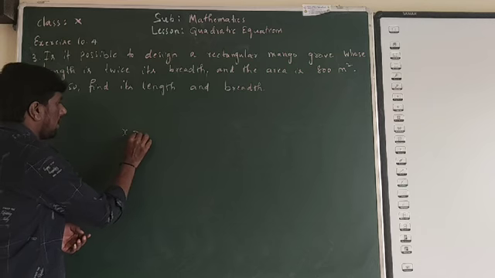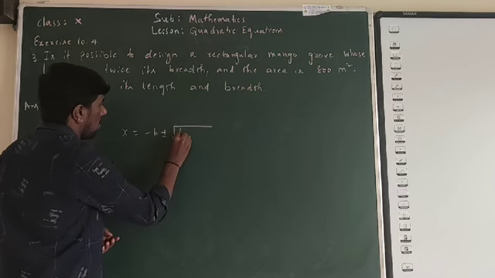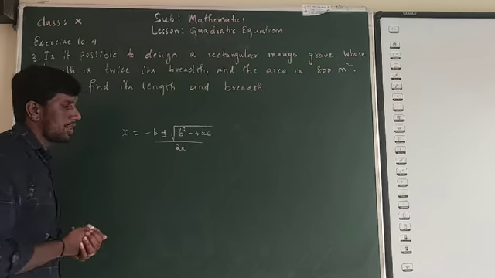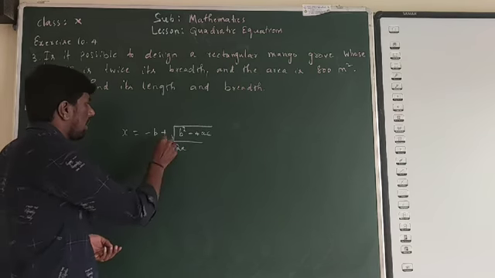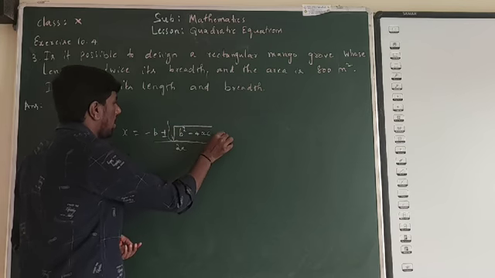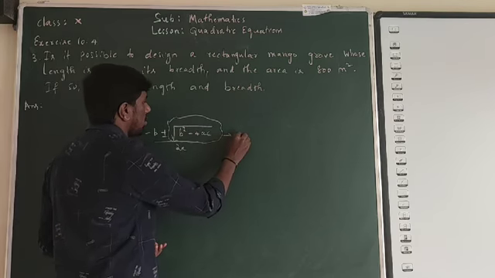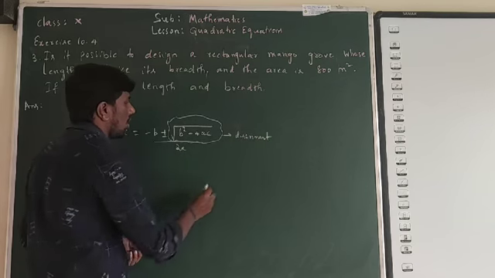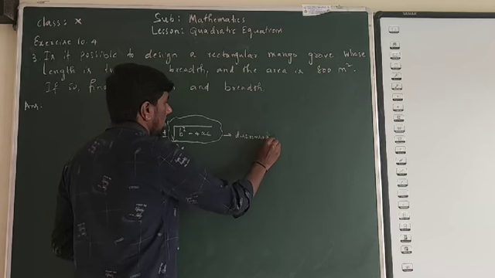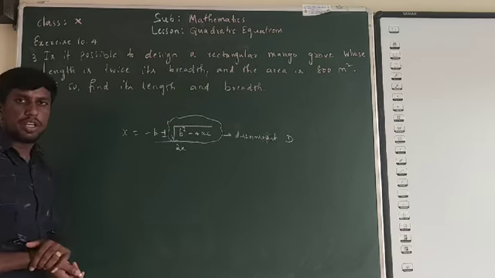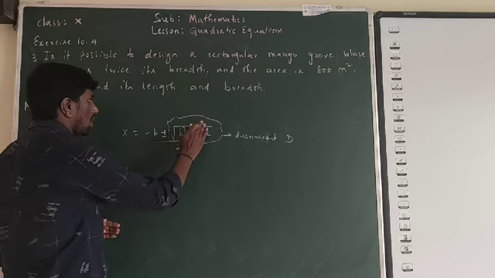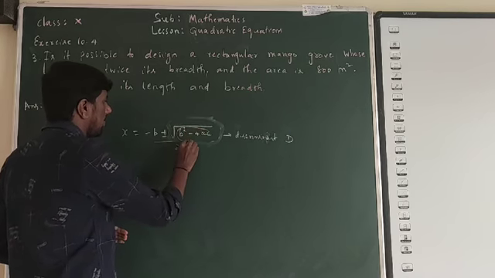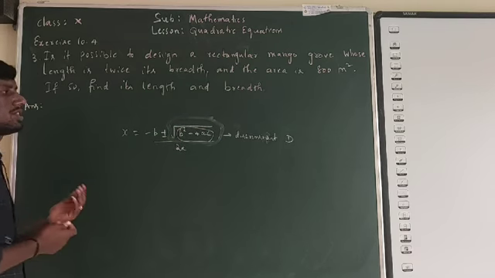So we have a quadratic formula x equal to minus b plus or minus square root of b square minus 4ac, divided by 2a. Okay. In this quadratic formula, the square root part is called the discriminant, denoted by D. We take only this b square minus 4ac; only this b square minus 4ac is called the discriminant.